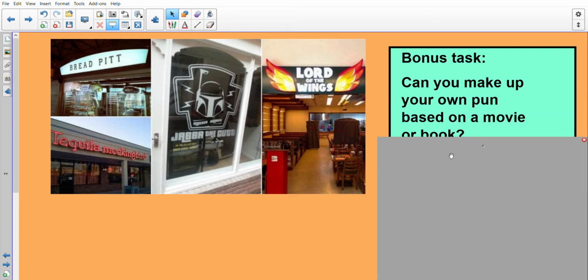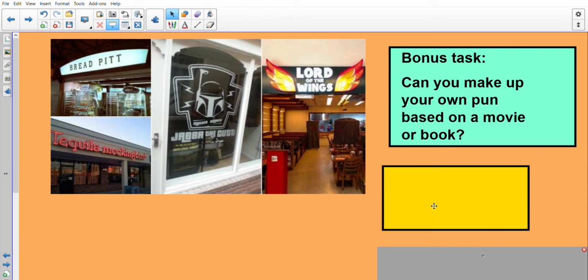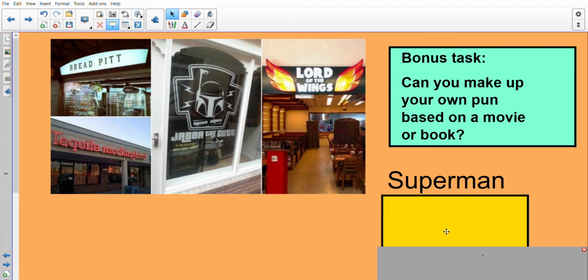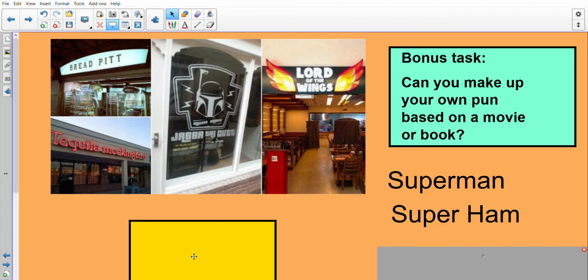And your bonus task, can you make up your own pun based on a movie or book? And think of it as if you were selling something. So this is a chicken wings place, a restaurant, or a tequila bar, a bakery, a barber's. So think of a movie or a book and try and make a pun or a play on words with one of the words in that name. So I've got here, and this is not the best, Superman. Let's say I'm a butcher, I sell ham. I'm going to call my shop Super Ham. It's not great, is it?